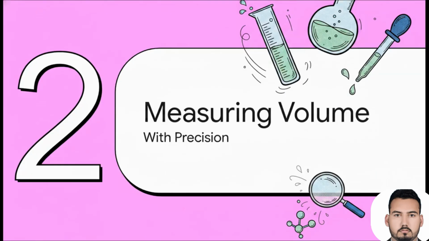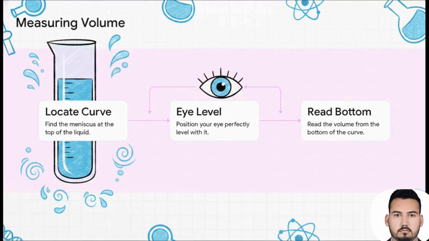Section 2. Measuring volume with absolute precision. All right, I'm going to let you in on a little secret that completely separates amateur measurements from professional science. When you pour a liquid into a measuring cylinder, it does not sit perfectly flat. It actually forms a little curve at the top. We call this curve the meniscus.